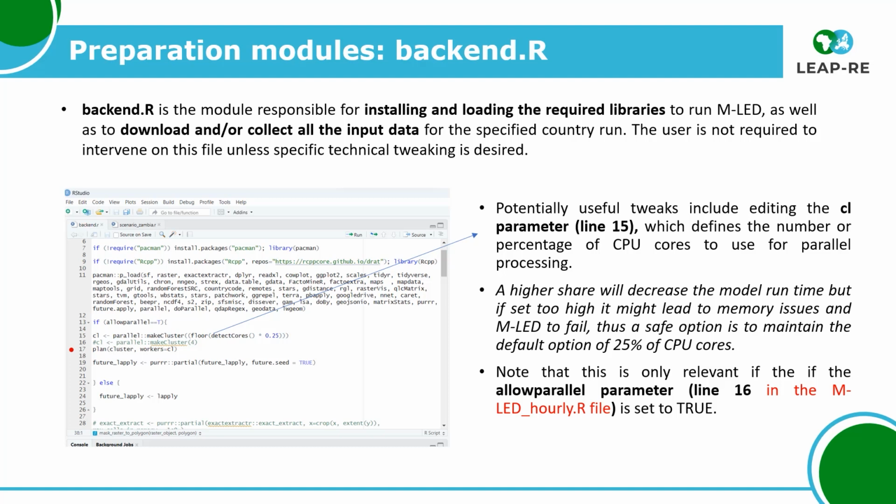However, if you overcharge this option, this might lead to memory errors, as we are requiring too many resources that are not available on our computer. So only tweak this option if you are an experienced user and you know that your machine is sufficiently strong to support this increased load. Note that this option is only relevant if the allow parallel parameter, found in line 16 of the main MLED file, is set to true. Otherwise, if it is set to false, the computer will not exploit parallel processing.